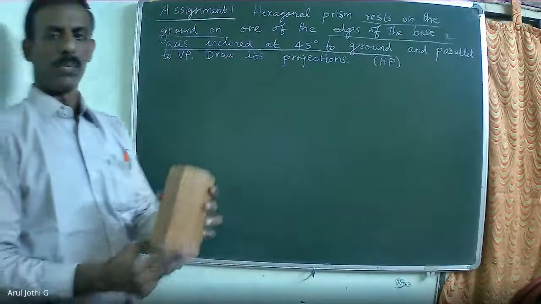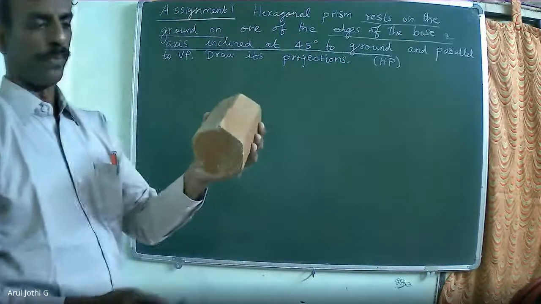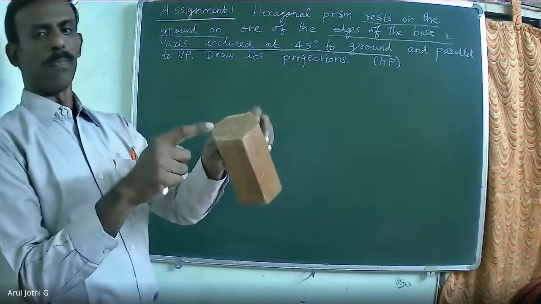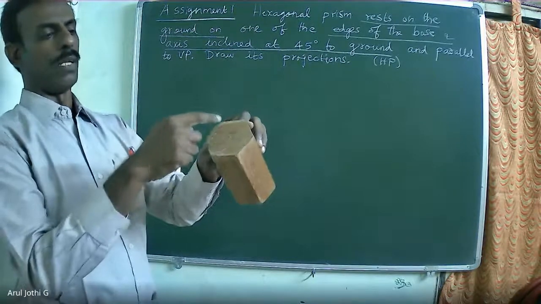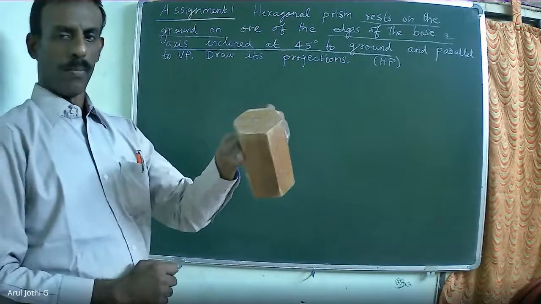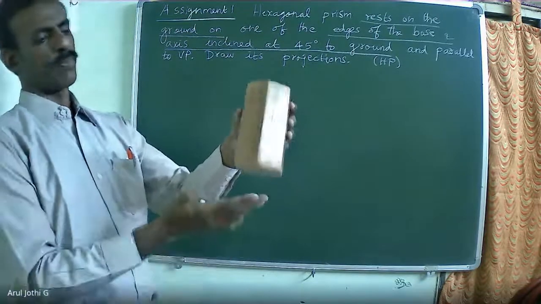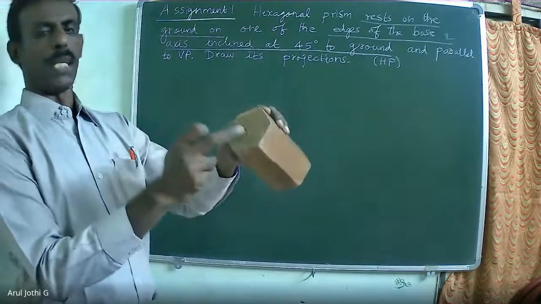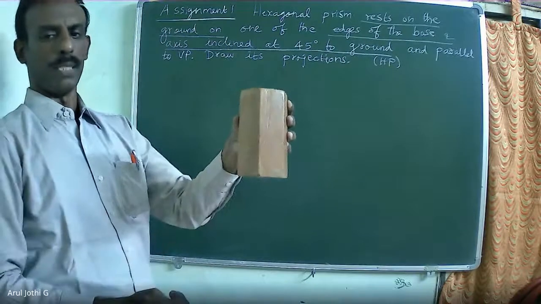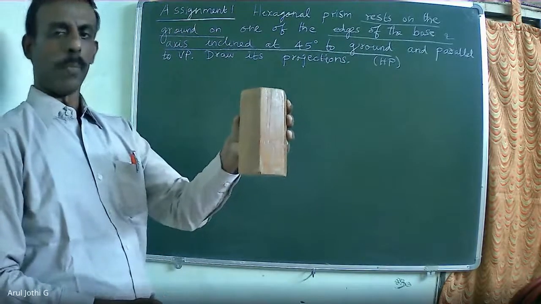Now this is a hexagonal prism. The base has a hexagonal shape. The top base is also of hexagonal shape. Two hexagonal polygons which are connected by rectangular faces are called a prism.